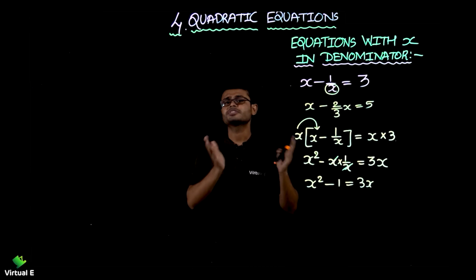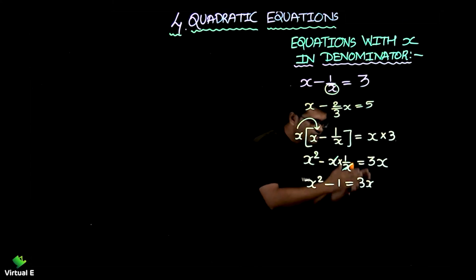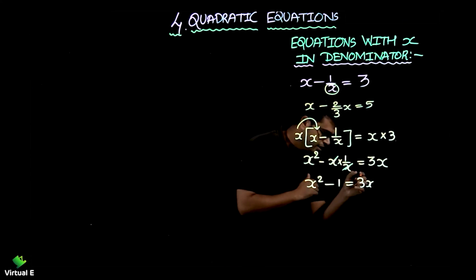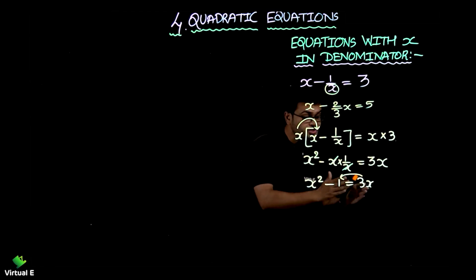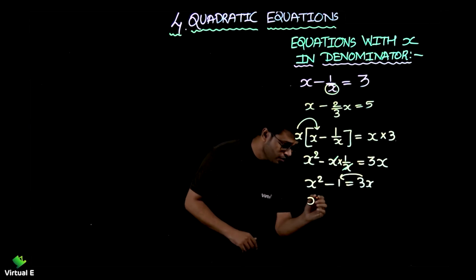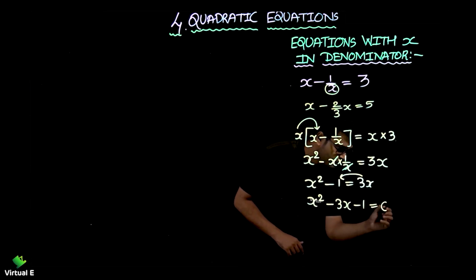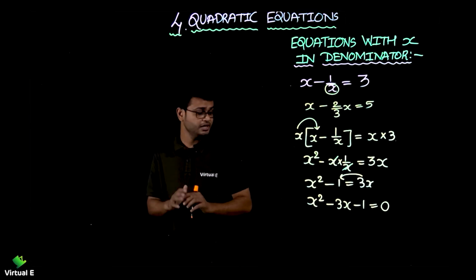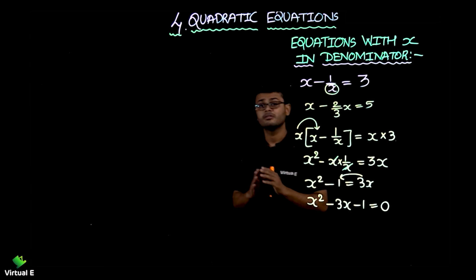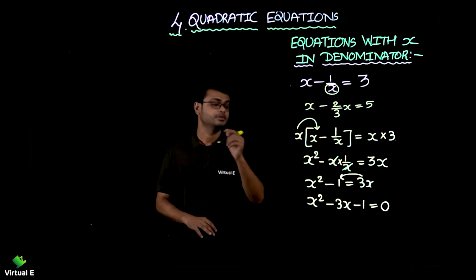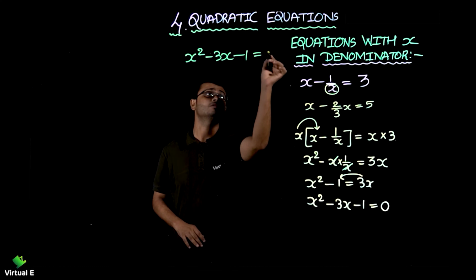Now I want to convert it into standard form, meaning RHS 0. So whatever terms are there in RHS, bring them to the LHS side. This will come over here and it will become negative. Why? Because it is positive on the RHS side. So x square minus 3x minus 1 is equal to 0. Simple. Done. Very simple. Let's write this equation over here, which is x square minus 3x minus 1 is equal to 0.